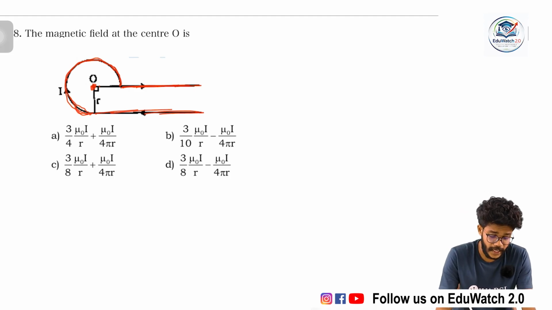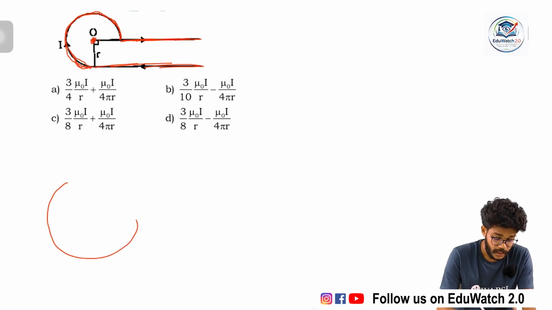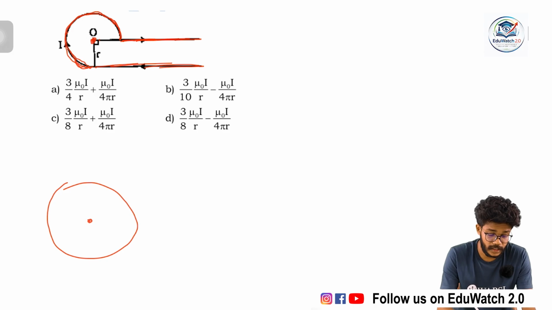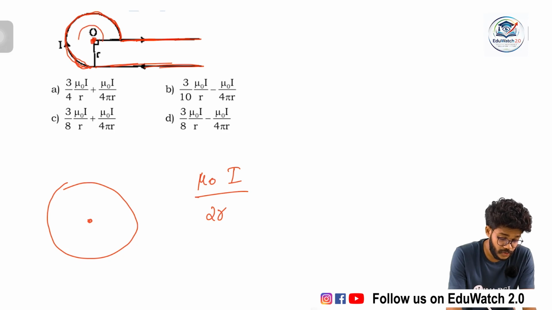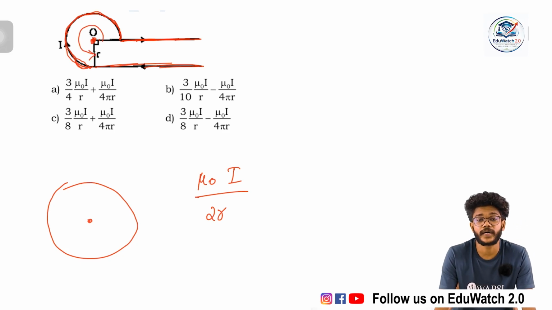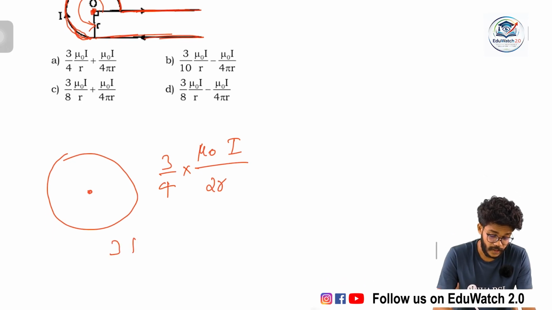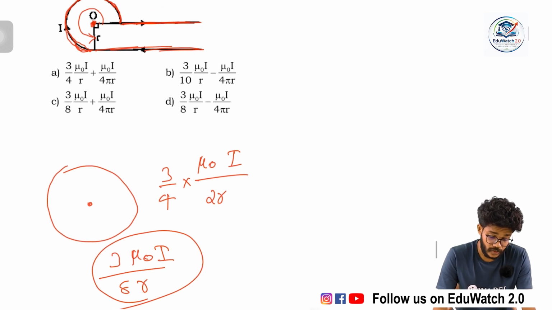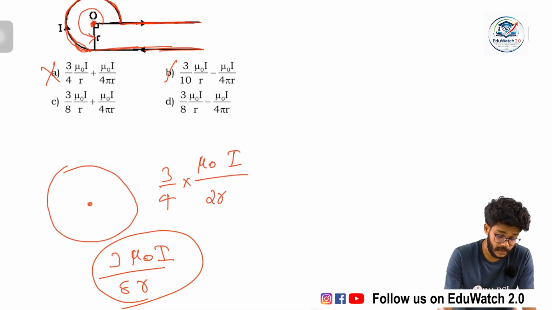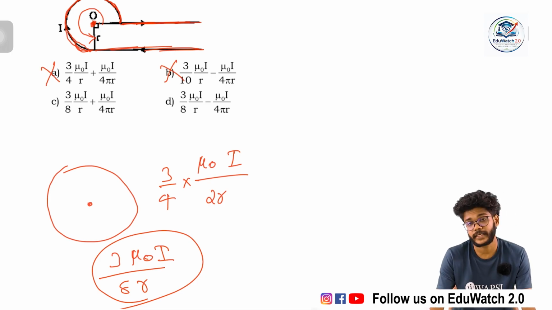Okay, so I will explain to you. The magnetic field by a circle is nothing but mu 0 I by 2r. Here the circle is not complete, only 270 degrees, that means 3/4 of a circle is given. So 3/4 of the magnetic field of a circle is necessary. So 3 mu 0 I by 8r is contributed by the circle. So options A and B are incorrect, and option C and D can be the correct one.